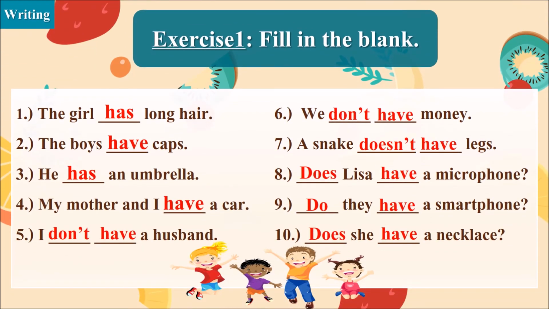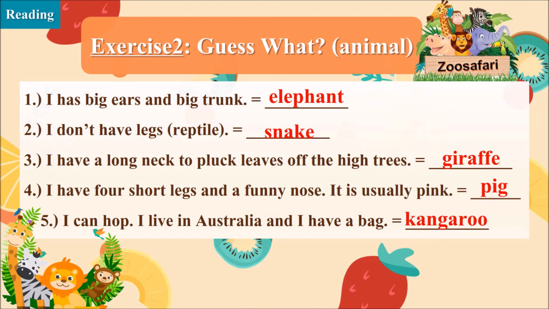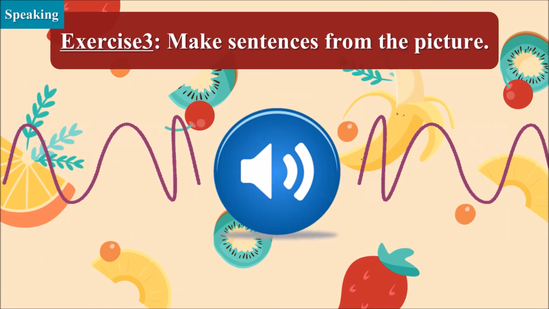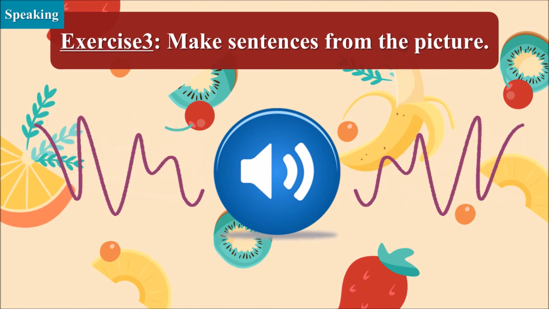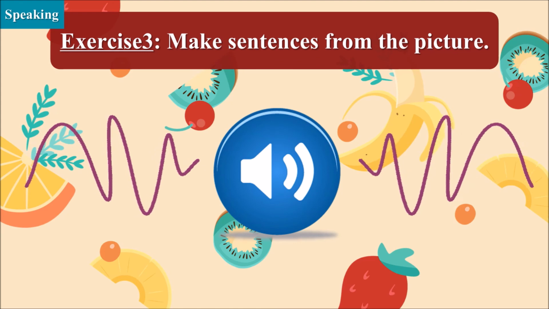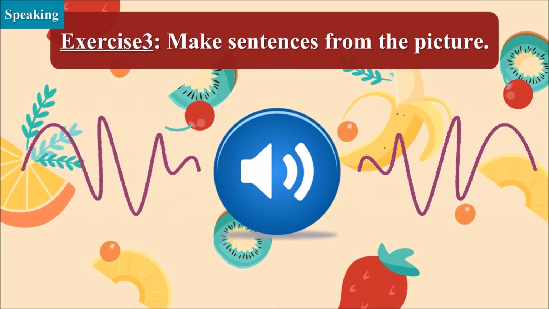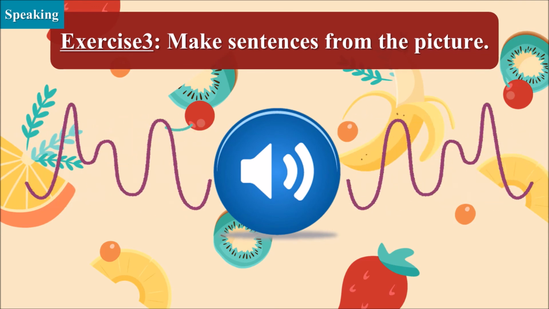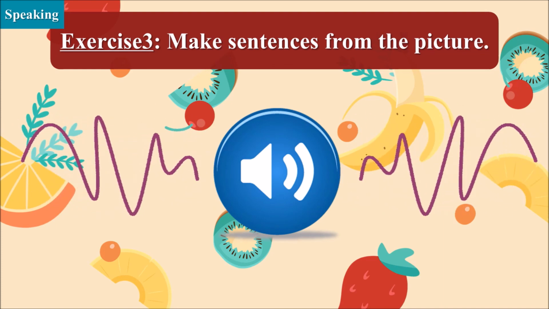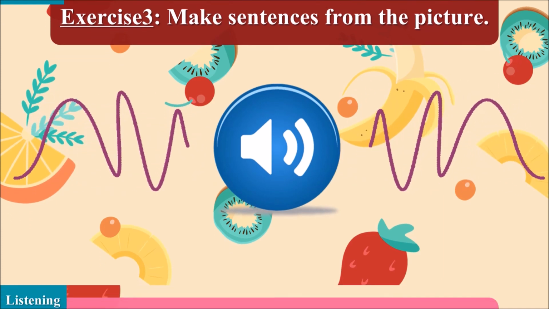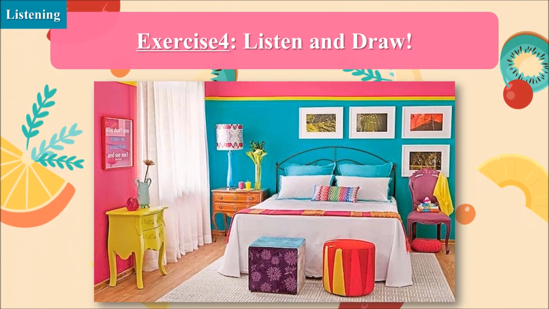Let's check the answer. Exercise 1 about writing. Exercise 2 about reading. Exercise 3 about speaking. The picture number 1 is they have guitars. Number 2, she doesn't have a wallet. And number 3, does he have a car? And exercise 4 about listening. This is the answer. My dream bedroom.